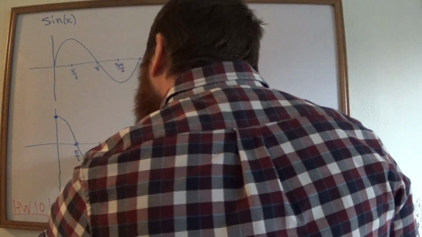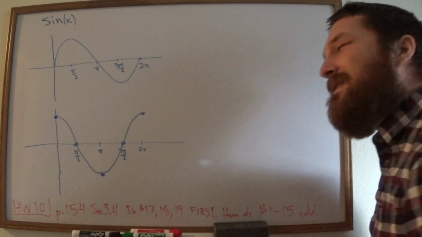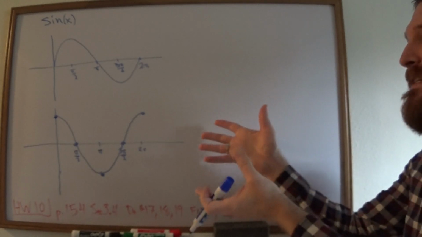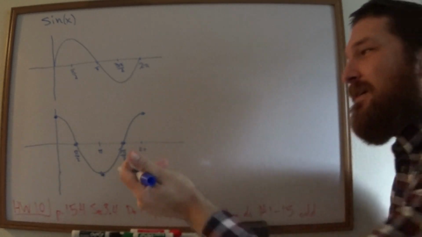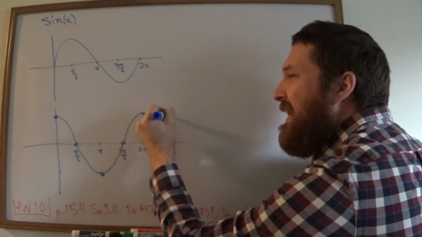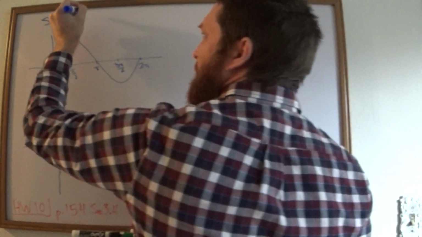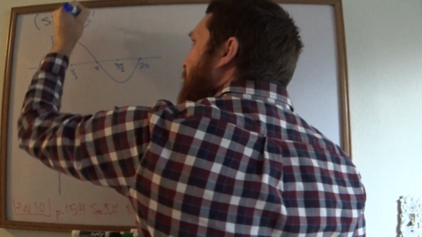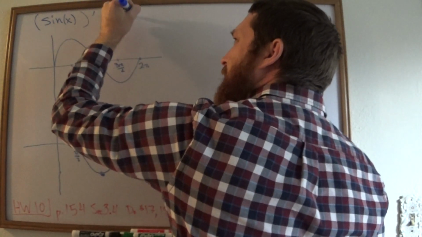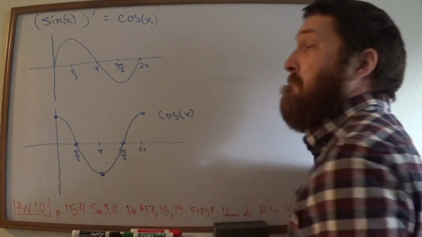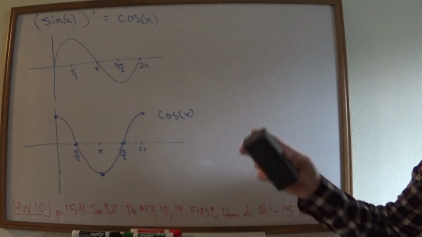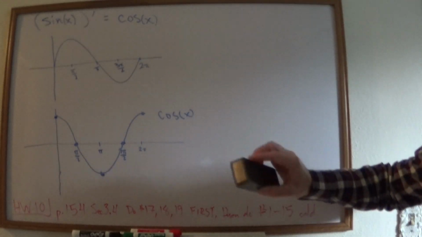And so my next question is, what if you had to guess? You would guess that this function right here is what? Cosine of x. It looks like cosine x. So it looks like the derivative of sine x is simply cosine x. That would be nice. It turns out to be true. We're going to prove that today.